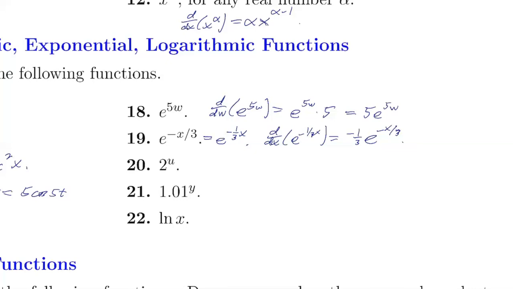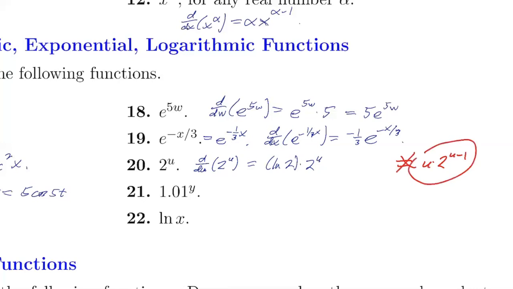2 to the u. There's a rule here, and I can give a little bit of explanation of the rule, but it turns out that it just pops out an ln of 2 times 2 to the u. Natural log of 2 times 2 to the u. Note, the answer is not u times 2 to the u minus 1. This is not the answer.